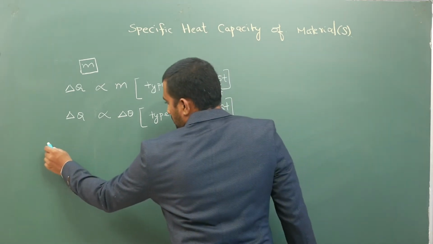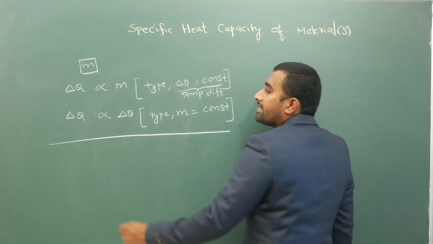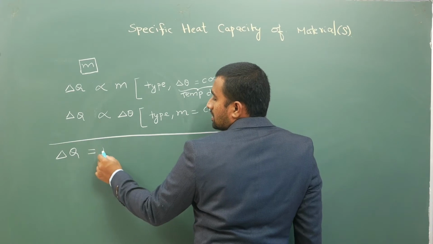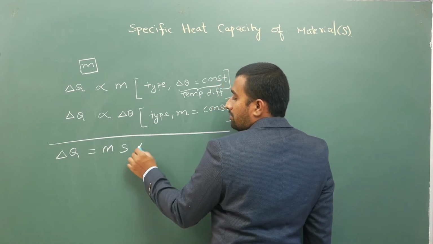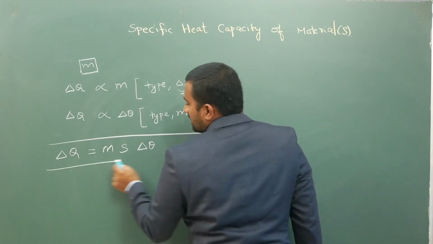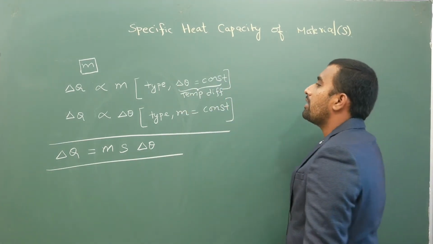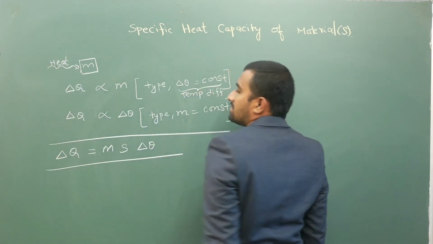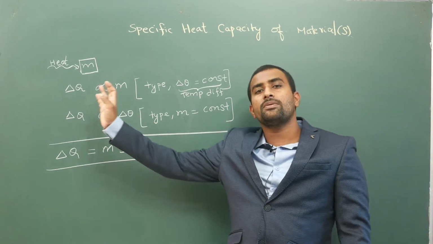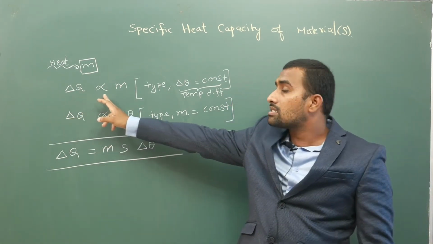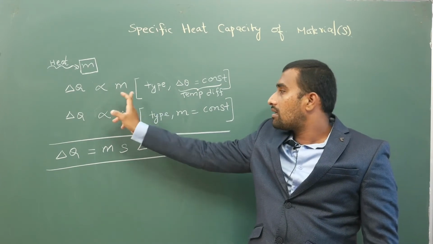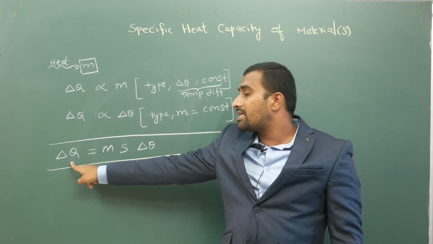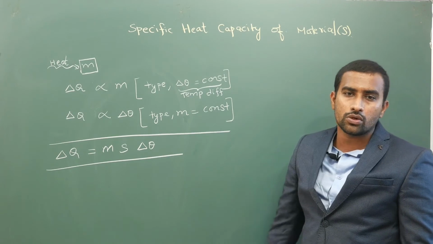Now, removing the proportionality constant, you write the heat energy delta Q as mass m into specific heat S into delta theta. So what are you doing? You are taking a substance of mass m and giving it some heat energy. Experimentally it is observed that heat energy is directly proportional to mass under these conditions, directly proportional to temperature difference under these conditions, and finally heat energy is mass m into specific heat S into delta theta.